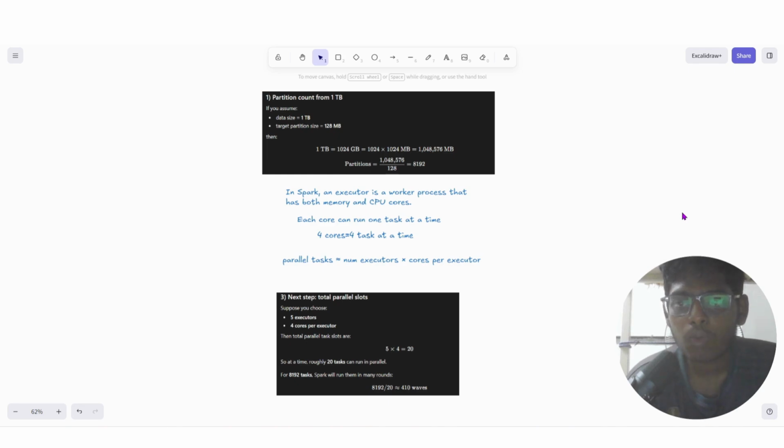Let's say we have 1 TB of data. 1 TB is equal to 1024 GB, and the target partition size is 128 MB. By dividing it, we'll get approximately 8000 partitions.